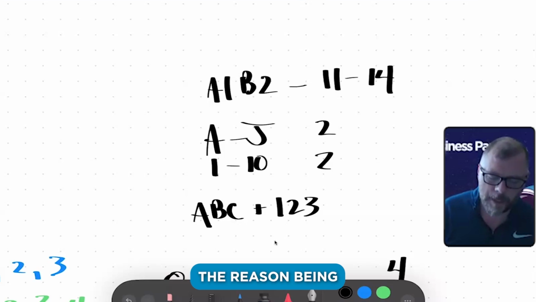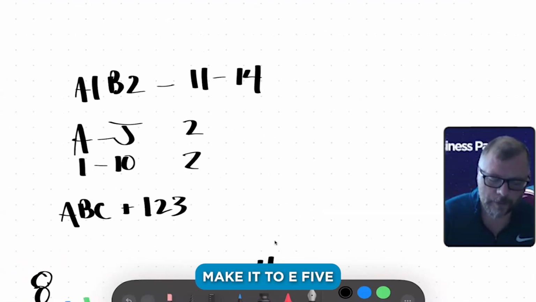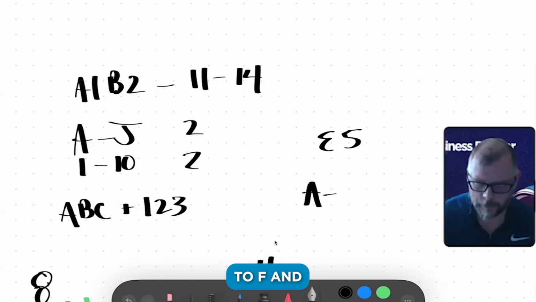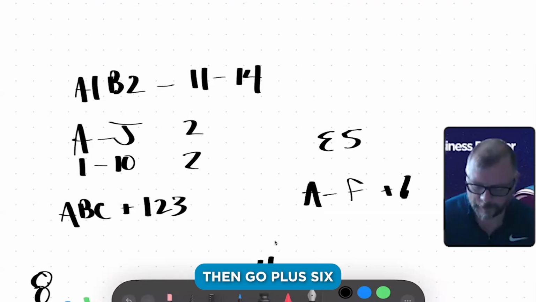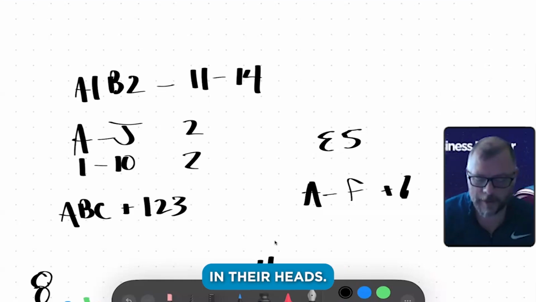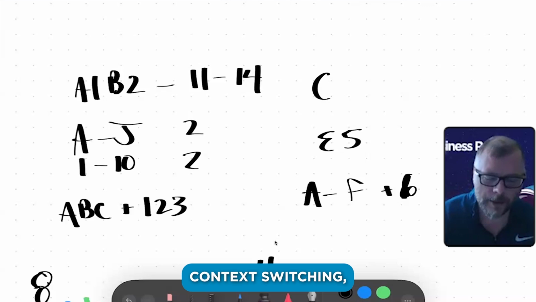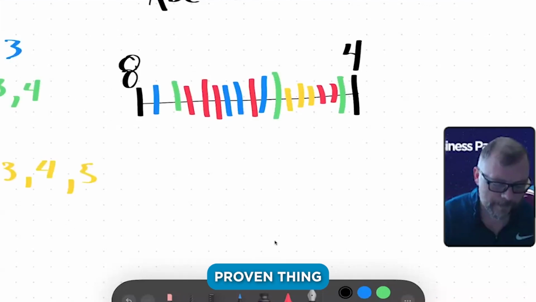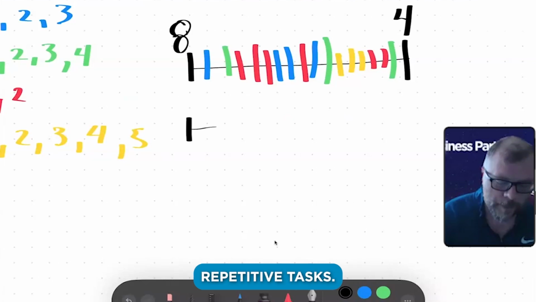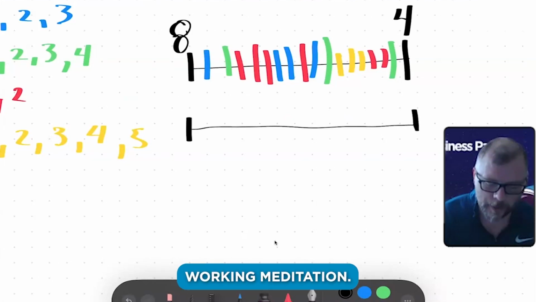The reason being is that most people make it to E5 and then their brain has to go A to F and then go +6. So they have to go A, B, C, D, F6, A, B, C, D, F, G7. They have to do that in their heads. That's called context switching. Proven thing about humans is that we suck at context switching. We're better at doing repetitive tasks. It almost becomes like a working meditation.